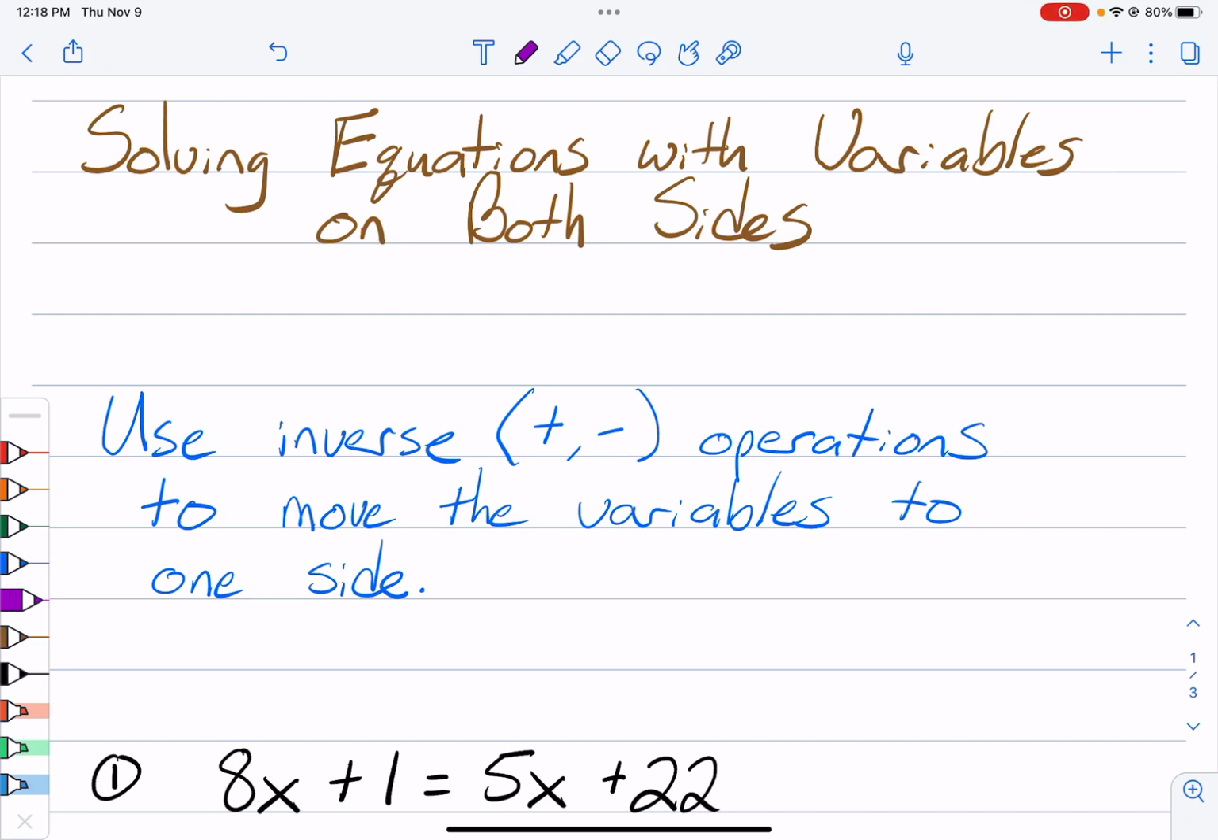Hello everybody. Today we are going to be solving equations with variables on both sides.